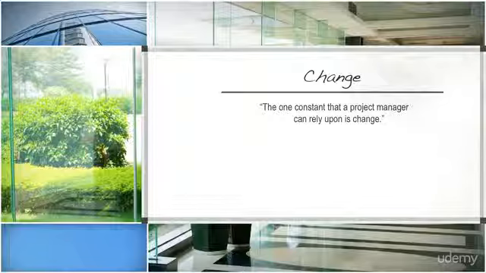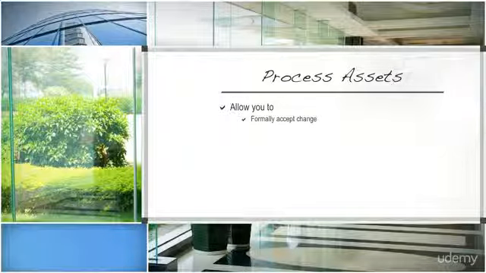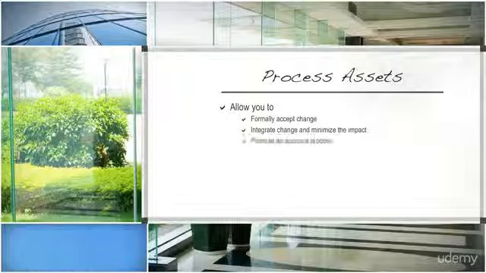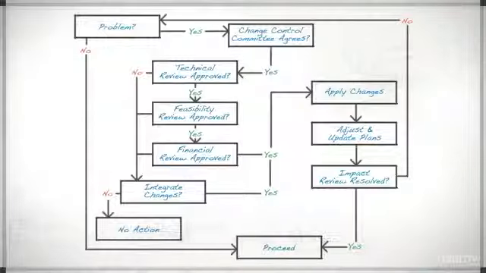The answer is in the form of organizational process assets. Process assets provide a mechanism to formally accept change, integrate change in a way that minimizes the impact, promotes an approval process, and maximizes the value of the change. Organizational process templates provide for change request forms that formally create a change request that requires approval.